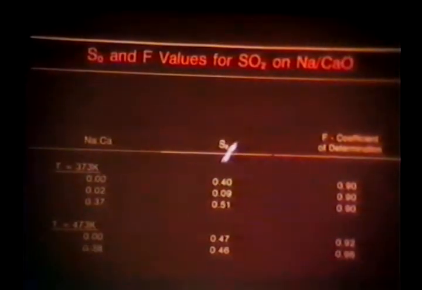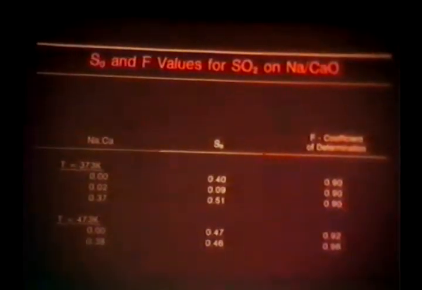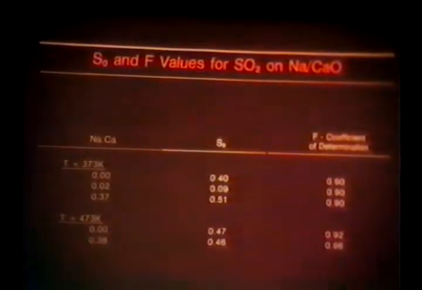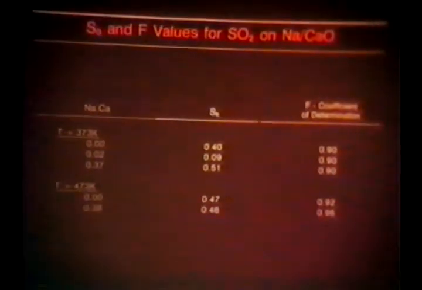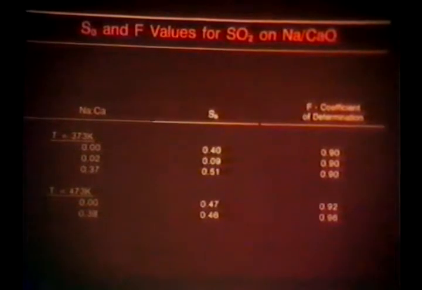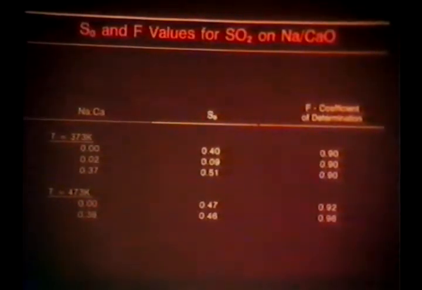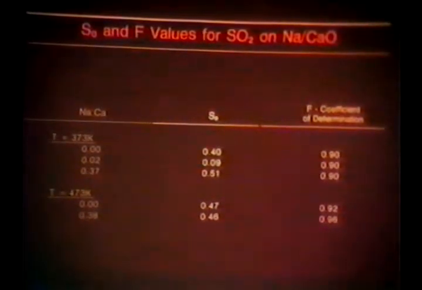Sodium to calcium ratios, initial sticking probabilities, and F, that's the fitting parameter for the log of 1 minus theta versus L plot, are listed here. Now as you can see, at both temperatures for all the sodium coverages, the fitting parameter is greater than 0.9, and this indicates that the log of 1 minus theta versus L plots are linear, so the assumptions of direct one-sided absorption may be correct.